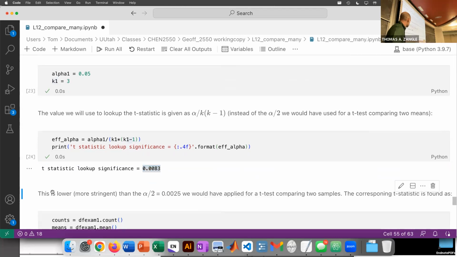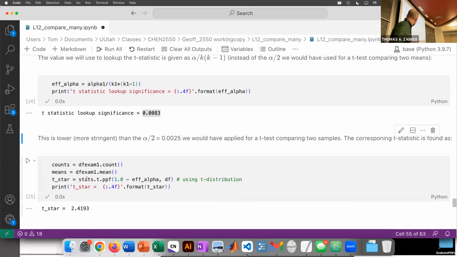So notice that this is lower, or more stringent, than the 0.025 that we would have used if we were just applying a t-test comparing 2 samples. So this Bonferroni method is basically correcting for the overconfidence that we would have if we used just a standard t-test for comparison between these different means.